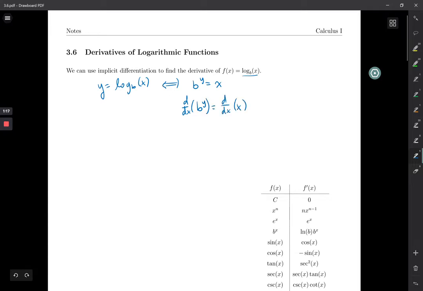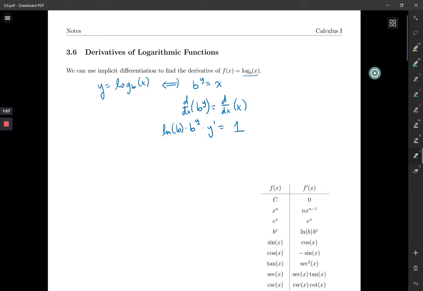Right, so first step is to take the derivative of both sides. On the left-hand side, we have an exponential function. And remember, whenever we have y as our variable, we also need to multiply by y prime when we're taking the derivative because of the chain rule. So first, the derivative of the exponential for a base b is natural log of b times b to the y, and then we multiply that by y prime, right? Okay, and then the other side is just the derivative of x, which is just 1.